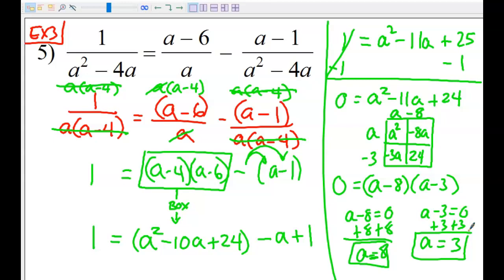So the point is that it's possible that this one is an extraneous solution if it makes the bottom 0, but not this one. So you still have a solution. Does that make sense? So be careful. But in this case, we have 2 solutions. It's 8 and 3.